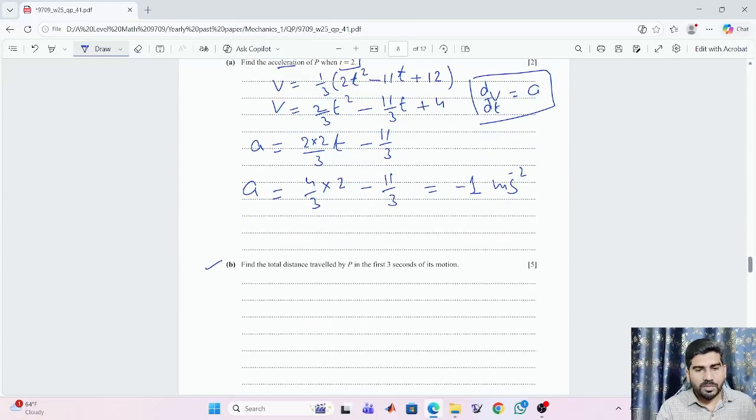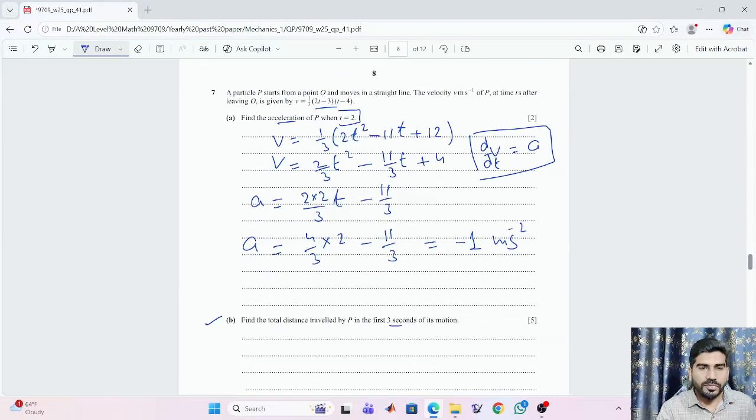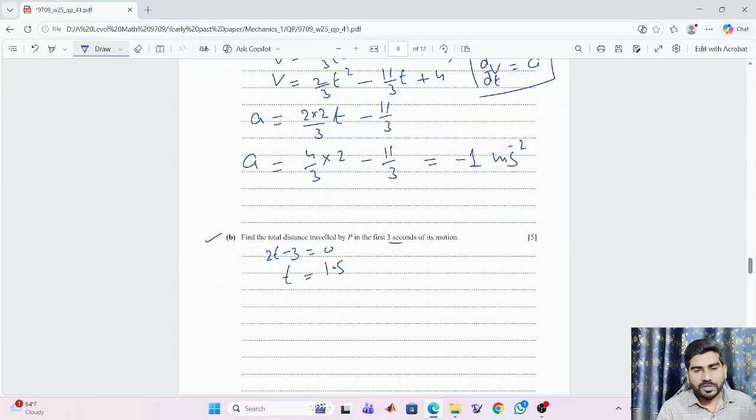Now part B: find the total distance traveled in 3 seconds of its motion. We can see at what time the velocity is 0. So 2t minus 3 is equal to 0, so t is equal to 3 over 2, which is 1.5. So velocity becomes 0 at t equals 1.5. We want to find the total distance up to 3, so we need the distance of this part and the distance of this part. At this point the time is 1.5.